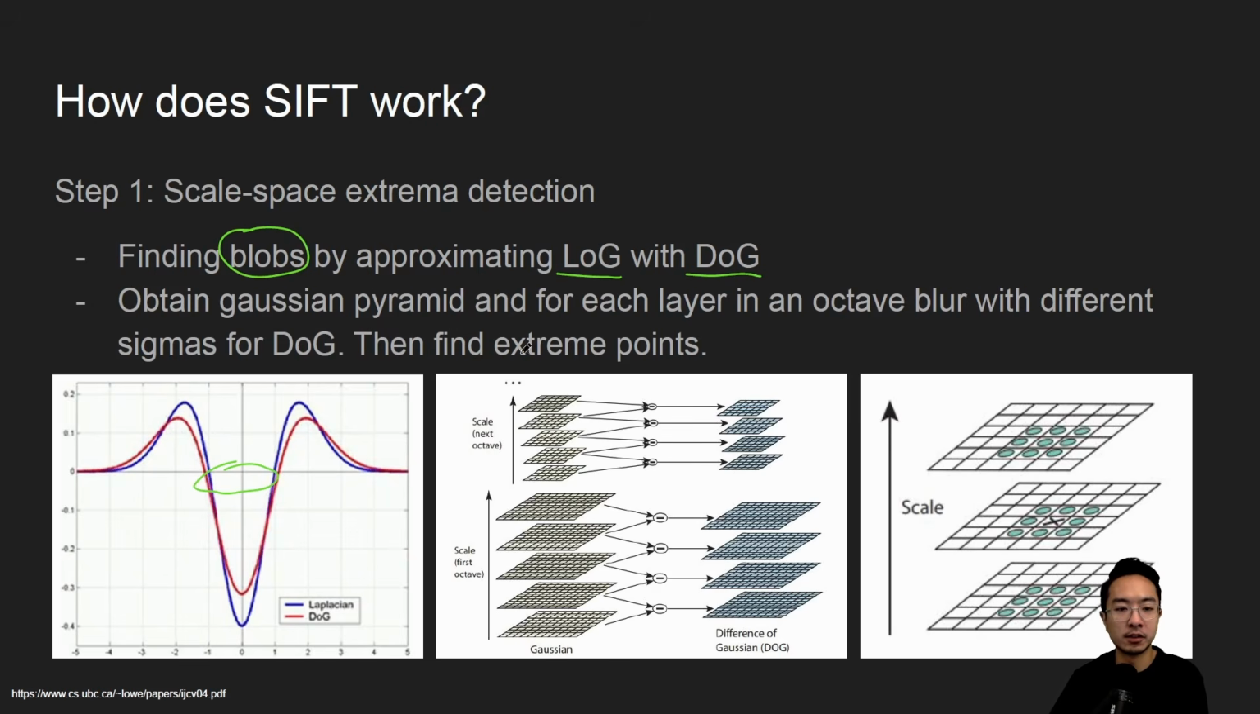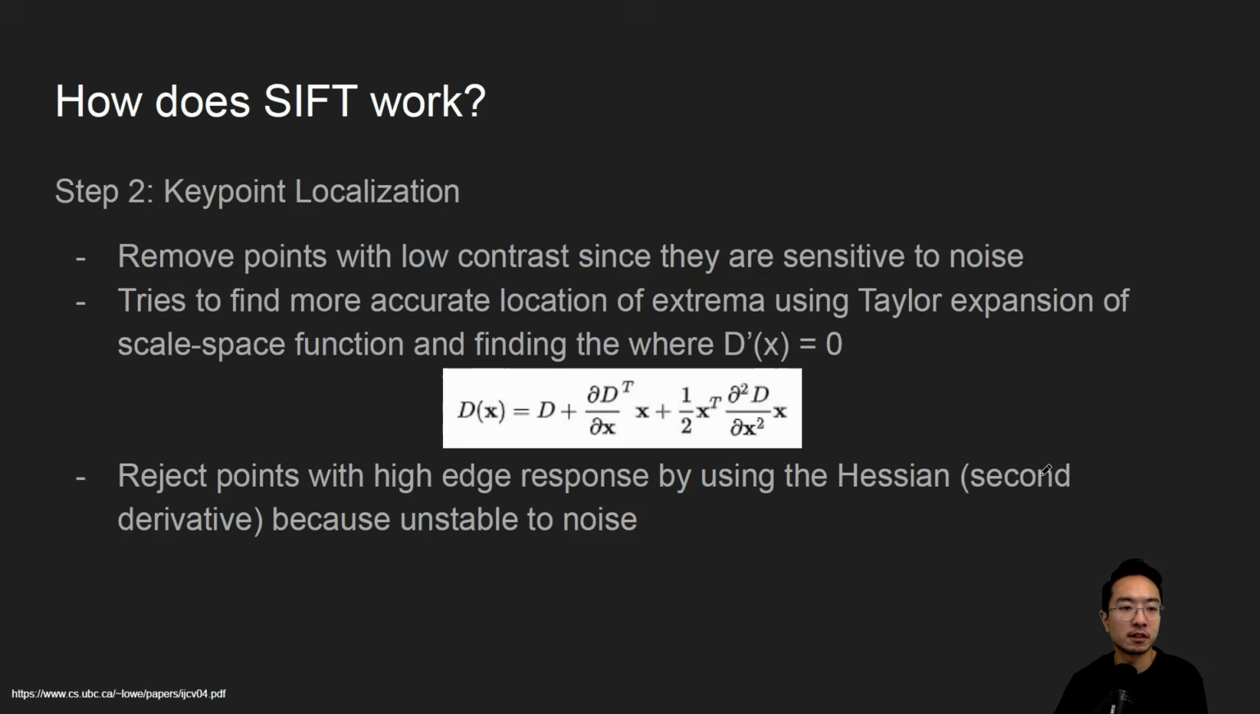The idea is you'll obtain a Gaussian pyramid, and for each level you will use a different sigma, like sigma 1, sigma 2, and the difference of the sigmas will give you the difference of Gaussians. Then from there, you'll find the features that stand out, and the extreme points will be potential candidates for your features. Step two is keypoint localization.